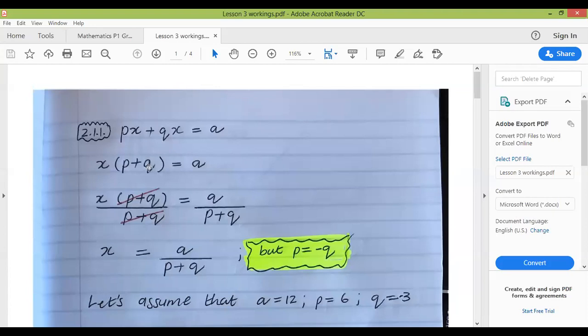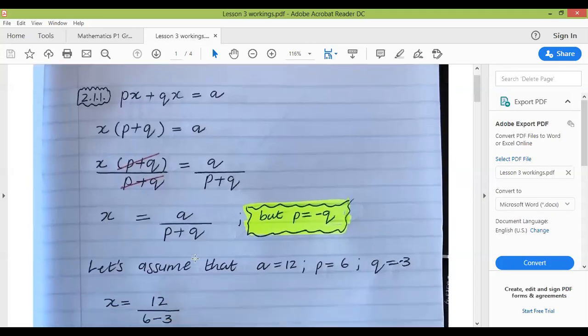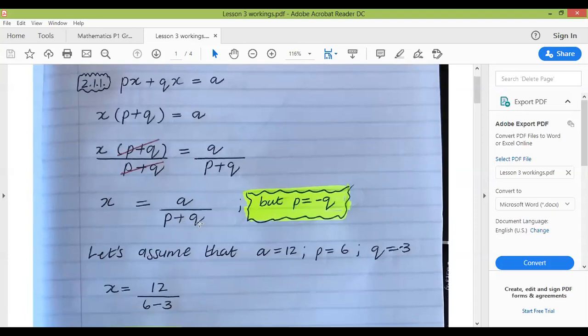Yes. So now, because the question said solve for x, you have to divide by p plus q on both sides. So here I've divided by p plus q, p plus q. What you do on the left, you also do on the right hand side, boys and girls. Now this cancels that and this cancels that. On your left hand side, you'll be left with x. On your right hand side, you'll be left with a over p plus q. Now this is your answer, guys. x equals a over p plus q.